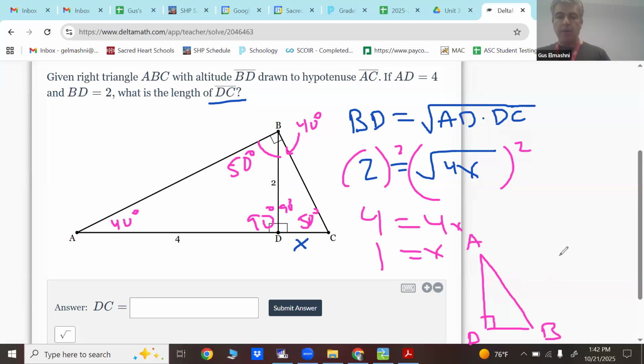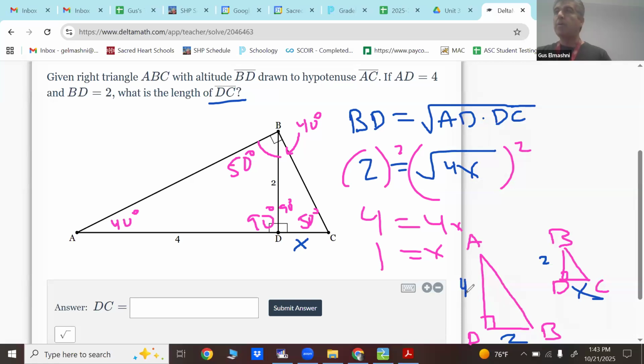And then the smaller right triangle, which is BDC, let me draw it right next to it. BDC right here. So that's B, D, and C. Now label the sides appropriately, right? DC is X, we said so. BD is 2 because it's labeled. BD is 2. So notice that BD has a dual purpose. BD is a long leg of triangle BDC. BD is a short leg of triangle ADB. So it serves a dual purpose. And AD, of course, is 4.